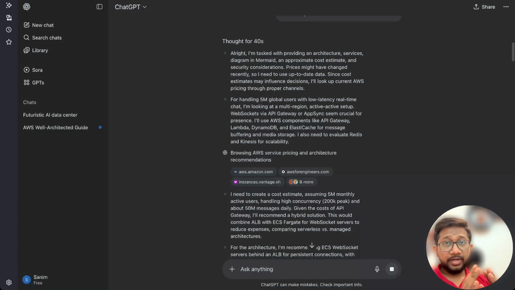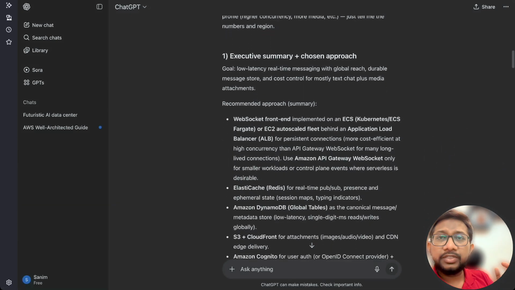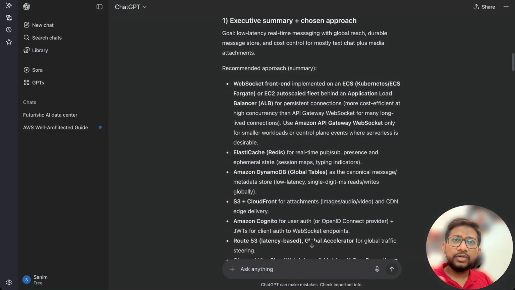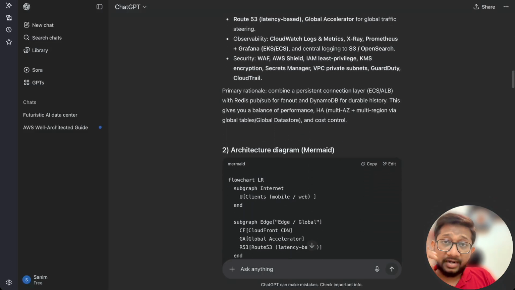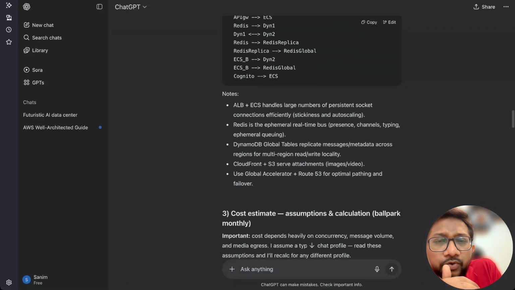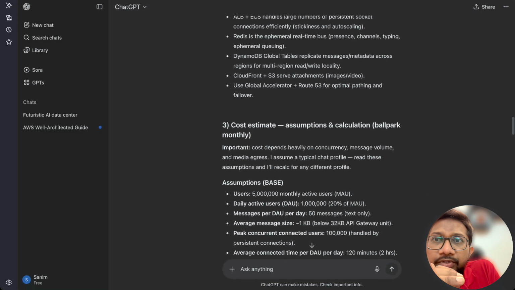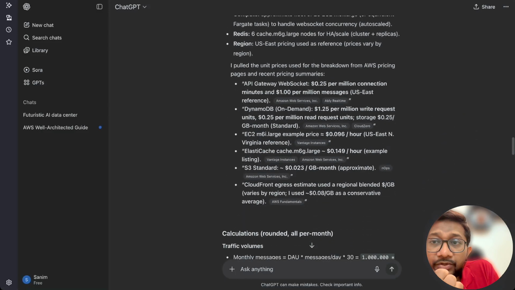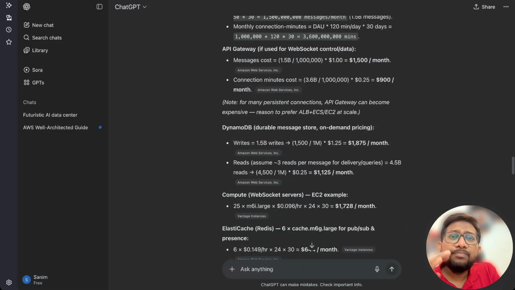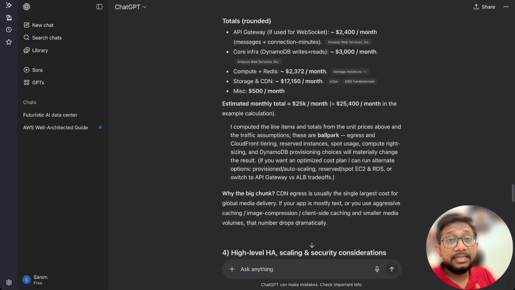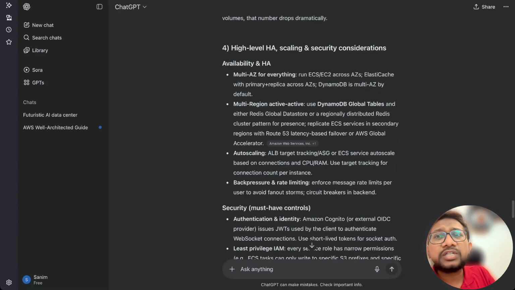The response was comprehensive. It provided a complete architecture using WebSockets, ElastiCache Redis for pub/sub, and DynamoDB global tables for message storage, with a detailed Mermaid diagram showing all the components and connections. This is important: a granular cost estimate with assumptions clearly stated, around 25K per month, and comprehensive security considerations including IAM, encryption, and network segments. What impressed me most was the practical considerations. It explained why it chose ALB plus ECS over API Gateway WebSockets for cost efficiency and scale.